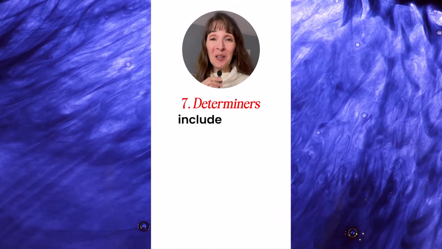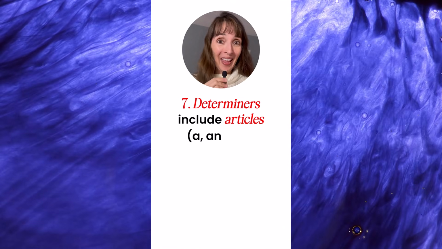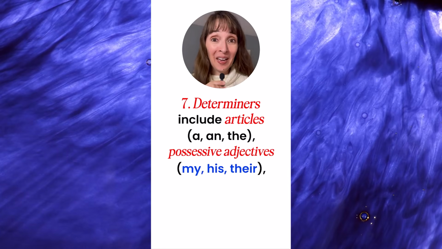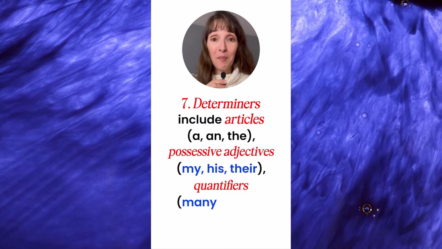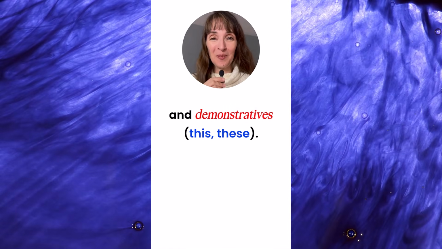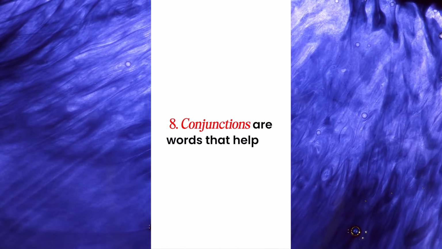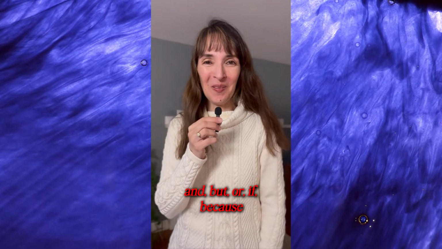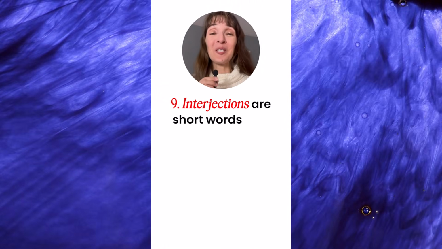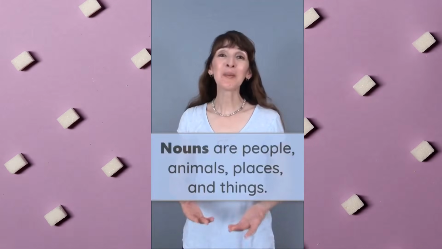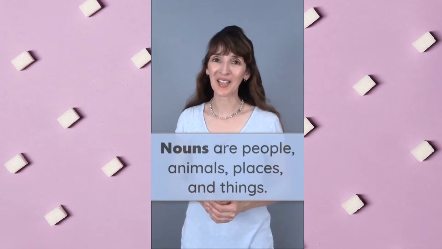Determiners include articles, a, an, the. Possessive adjectives, my, his, their. Quantifiers, many, much. And demonstratives, like this, these. Conjunctions are words that help us join ideas, and, but, or, if, because. Interjections are short words that express strong emotion. Ouch! Yikes! Yay!